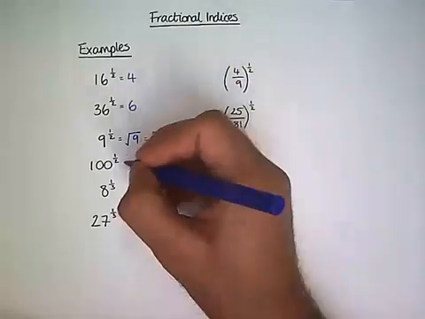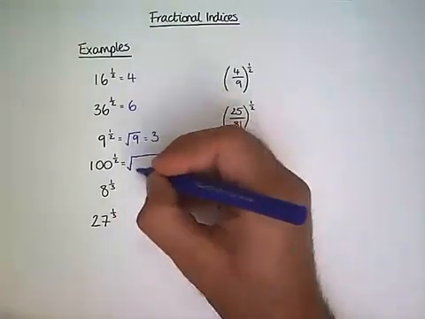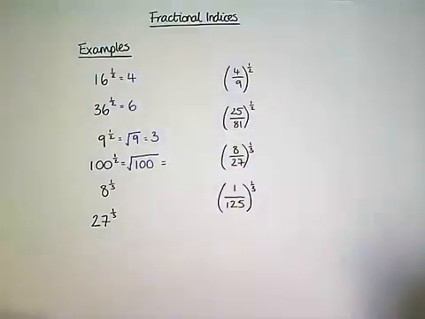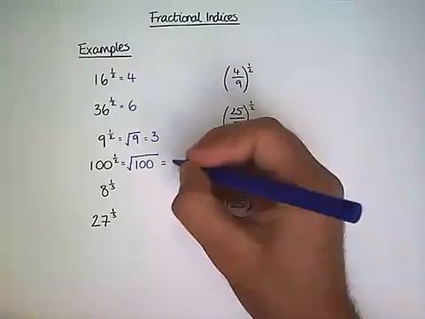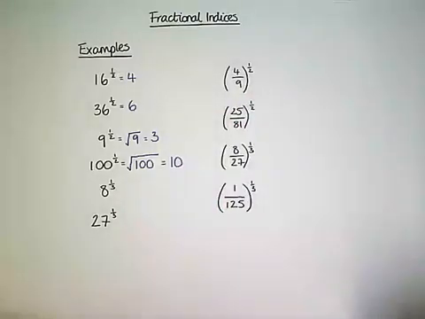Okay, 100 to the power of a half is the square root of 100. What number times by itself equals 100? 10 squared is 100, so the square root of 100 is 10.